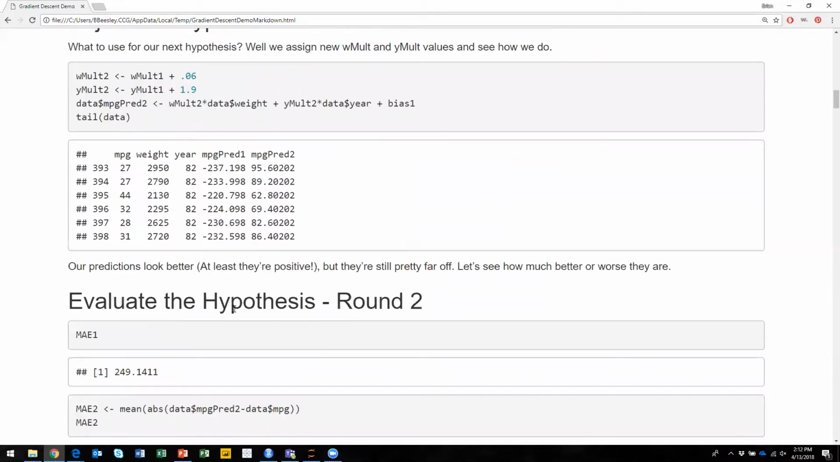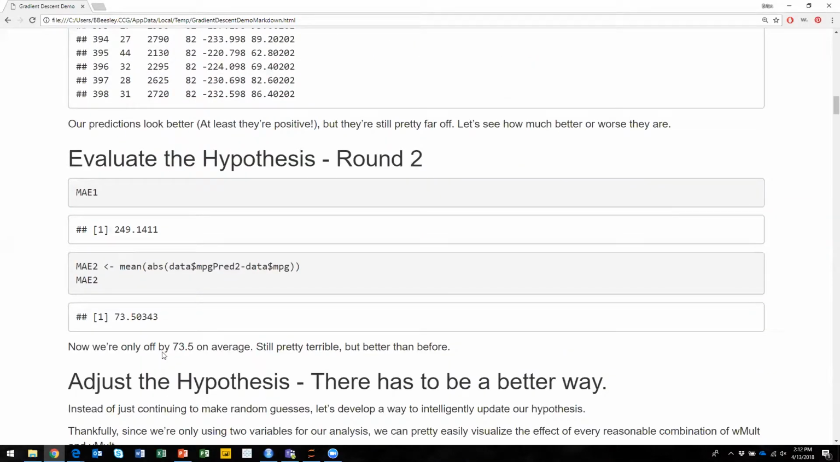So now we're going to evaluate round 2. Our last MAE was 250. Now we're at 73. Okay, so that's better. But there's got to be a better way to do this, right? Obviously.